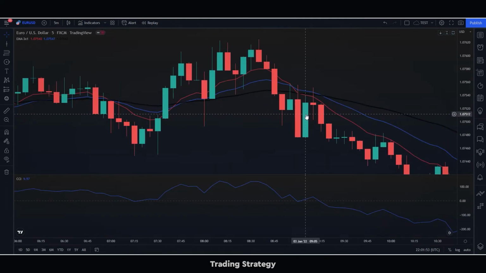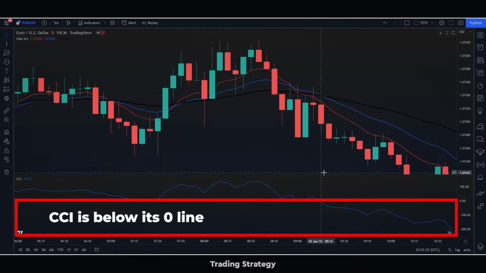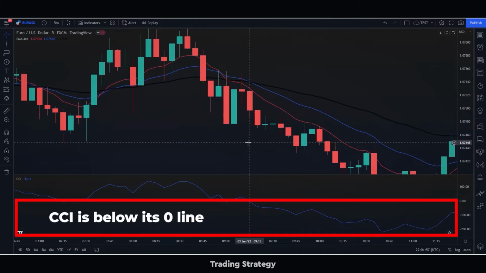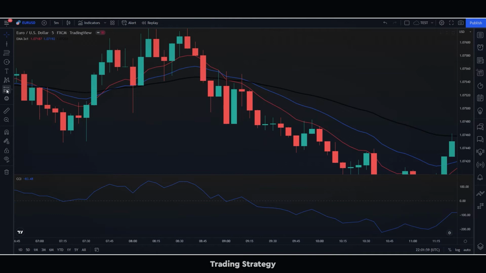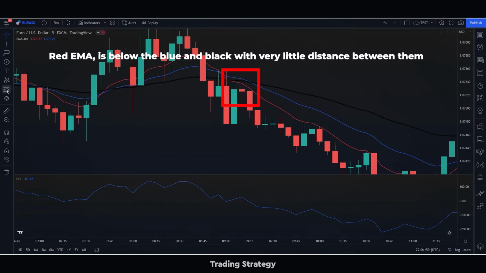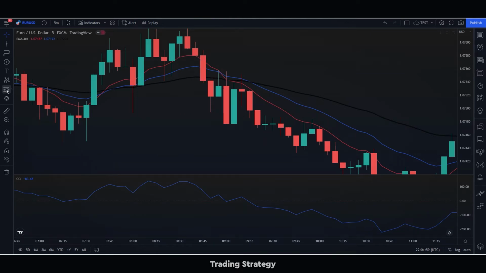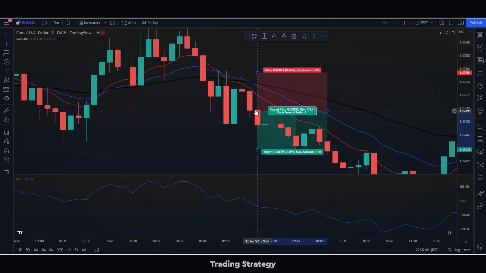In the case of wanting to carry out a sell operation, we will do it when the CCI is below its zero line, and also the red EMA is below the blue and black with very little distance between them. That is, the red almost touching the blue. Also, the price must be below the 50 EMA. If this is fulfilled, we will perform the operation.